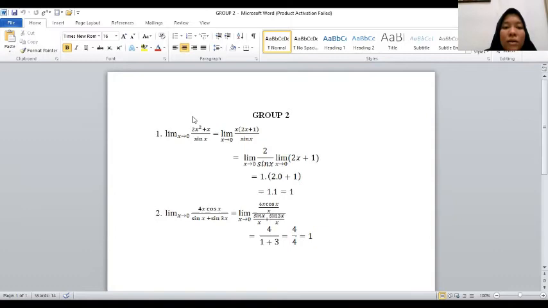times 1 equal 1. The second is limit x to 0 of x cos x divided by sin x plus sin 3x equal limit x to 0 of x cos x divided by x, divided by sin x divided by x plus sin 3x divided by x equal 1 divided by 1 plus 3 equal 1 per 4 equal 1.